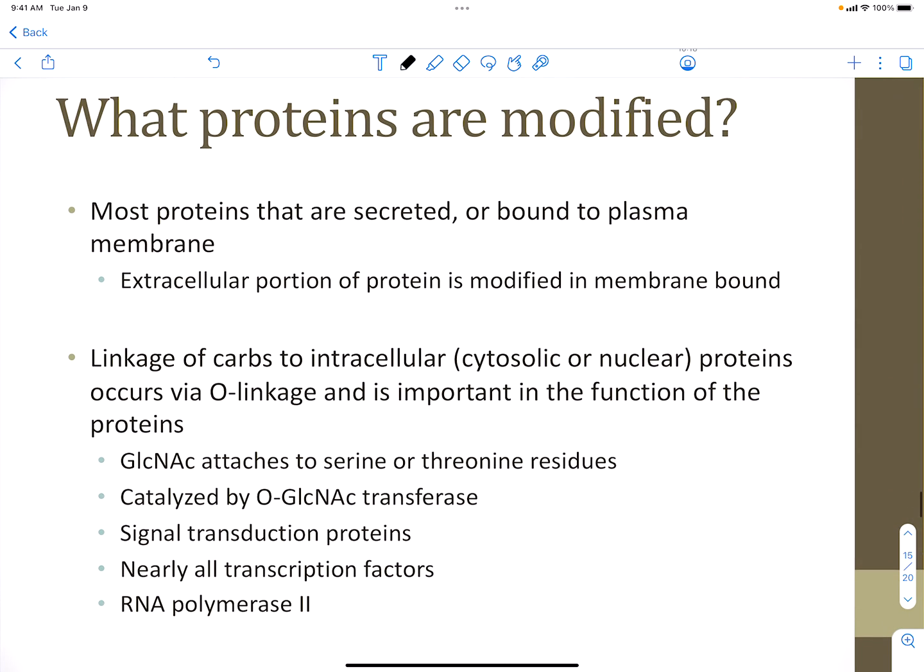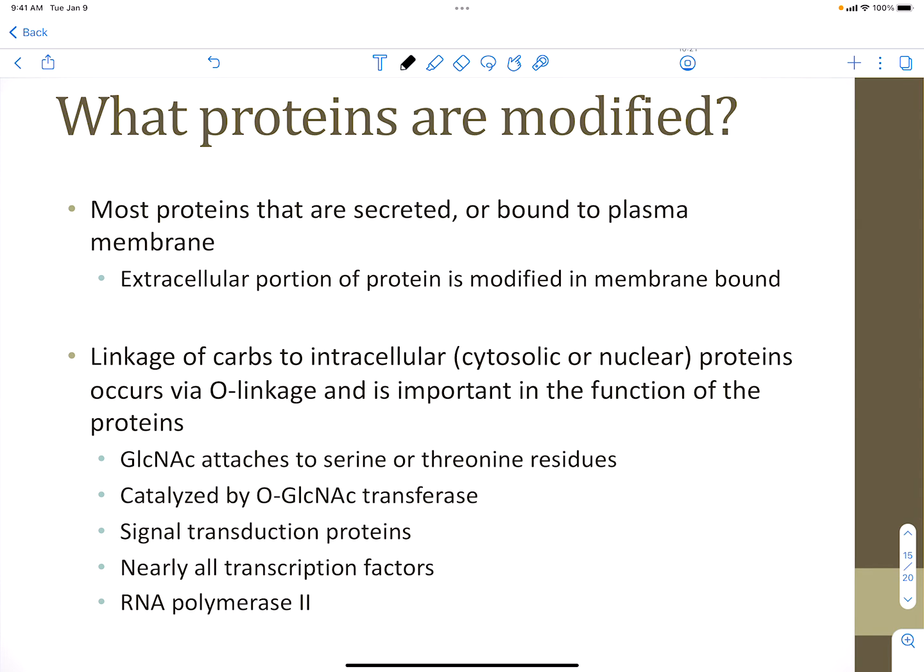All right, so what proteins get modified? Most proteins that are secreted will have sugars bound to them. Remember, we have an aqueous environment, and the sugars allow the proteins to interact with that environment much easier. You're going to have the extracellular portion of proteins modified in the outer leaflet of the plasma membrane. And you're also going to have it linked to intracellular, either cytosolic or nuclear proteins. And typically these are going to be O linkages, important to the function of the proteins.